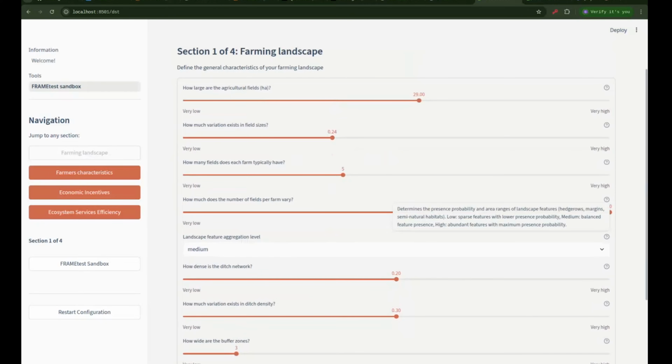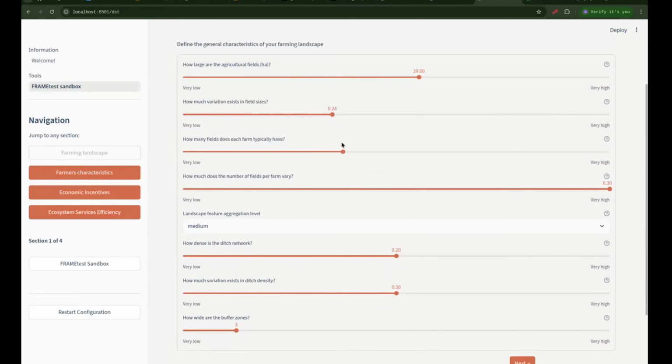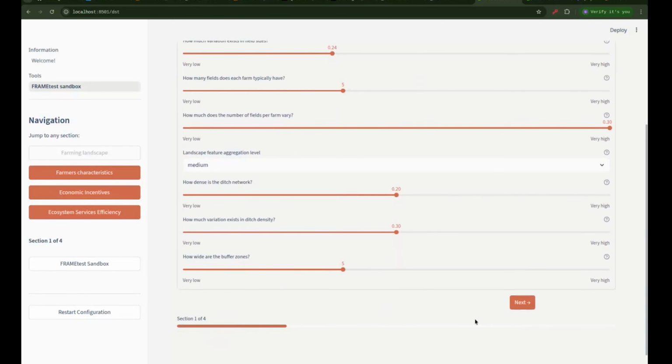Something important to mention here is that this is not covering the whole parameter space of the model, because it's impossible to cover. We had to pre-calibrate and pre-select the ranges on which the farming system is working the way we expect it to work. So as I mentioned, the first section is dedicated to the farming landscape. We ask the size and the variation. Once we complete that, we can go to next.